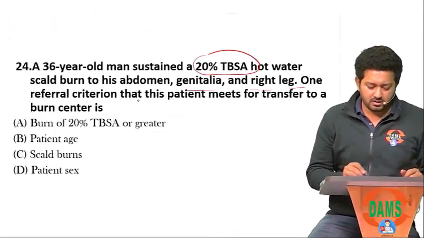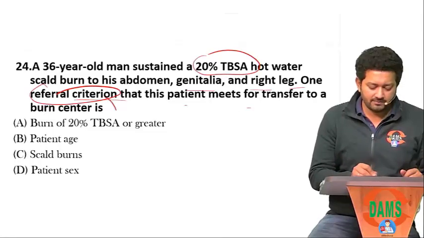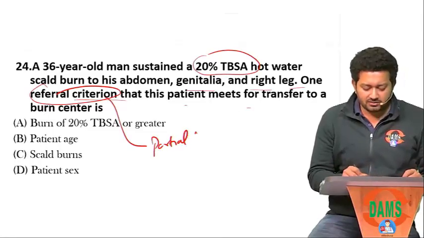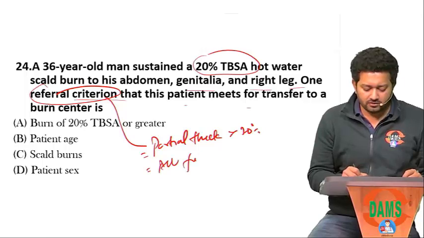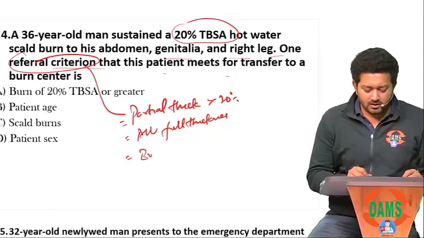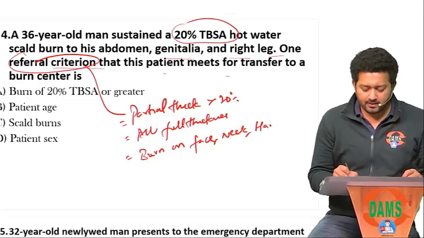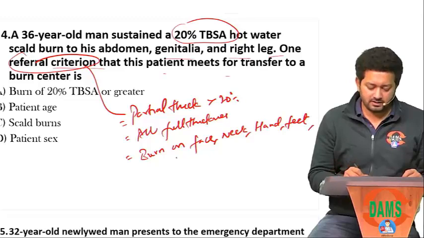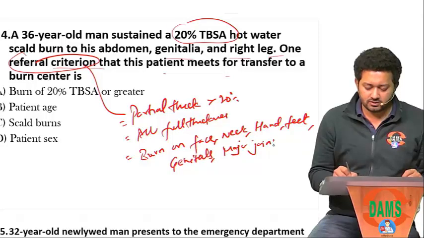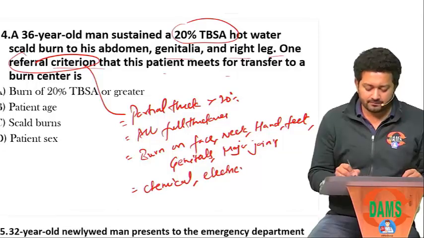20% burn, referral criteria. What is the referral criteria? Partial thickness burn more than 20%. All full thickness burns. If there is a burn on the face, neck, hand, feet, genitals, major joints, any chemical burn, electric burn, or any inhalational injury, you should refer.